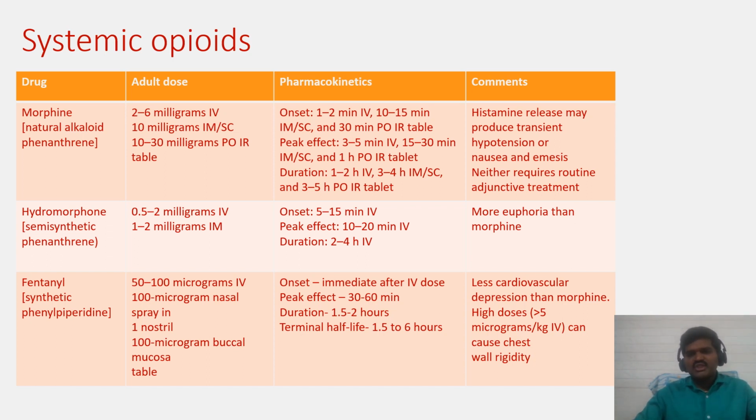Less cardiovascular depression compared to morphine. High doses greater than 5 micrograms per kg IV can cause chest wall rigidity. But for analgesic purpose, you don't need greater than 5 micrograms per kg. 1 to 2 micrograms per kg can produce excellent pain relief in patients.